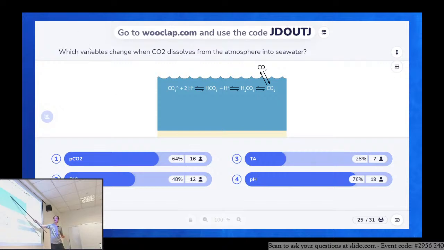You're changing the bicarbonate concentration, but the balance between the proton donors and acceptors doesn't change. So the correct answer is the other three, but total alkalinity won't be affected.